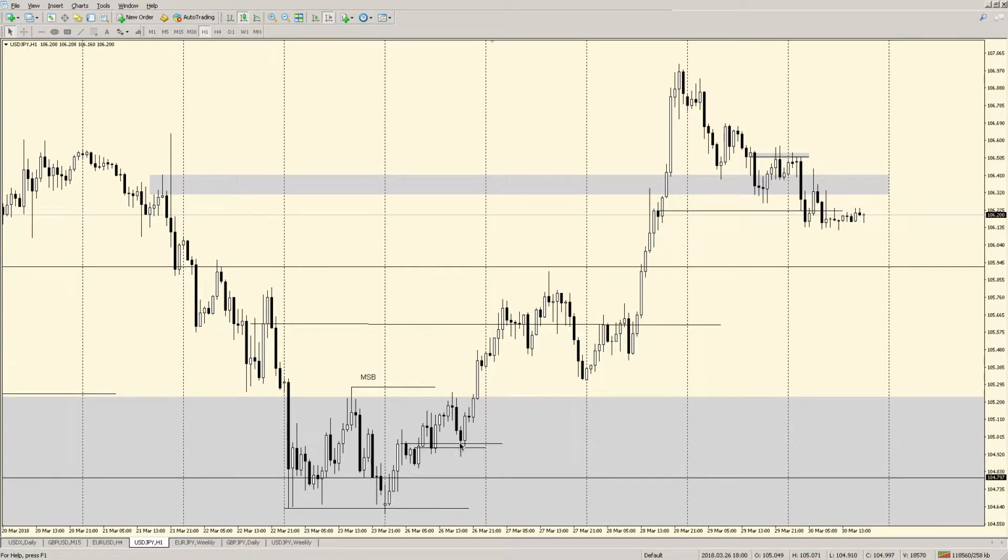So the way I entered this trade was I waited for, as you can see, price to retest that area here. That's the initial rejection upwards. Price came down, formed a block, retested that block, and then went on to break an intermediate high right here.